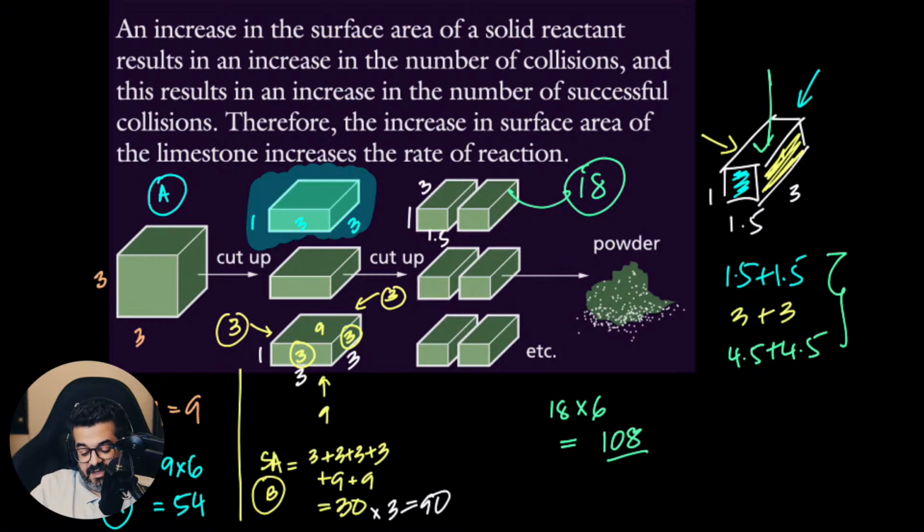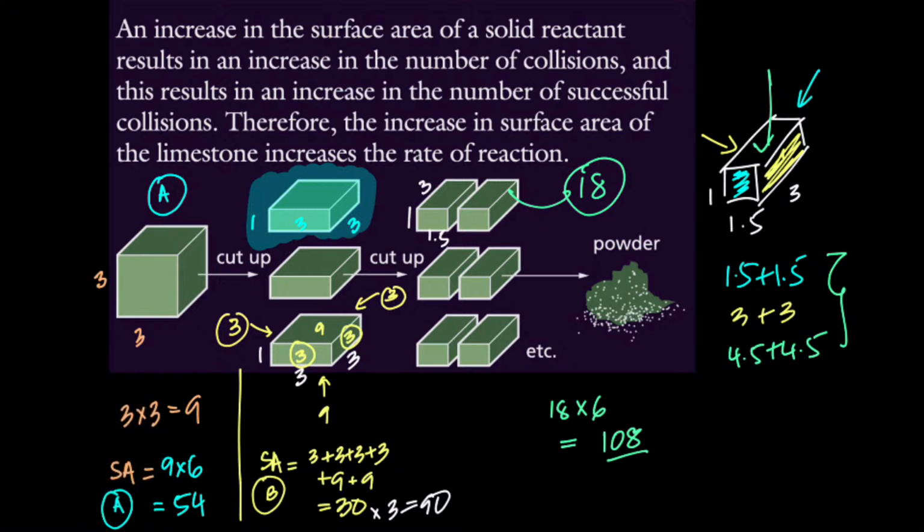So by slicing up things, you can increase the surface area. And why does it matter? Because in a solid, the surface is where the reaction takes place. All right? In a solid, that's where the reaction takes place. The acid, if this was the acid, would have to touch the surfaces to react. So it can touch 54 units of surface area. But if it was in this form, it could touch 90 units of area. But if it's in this form, 108.